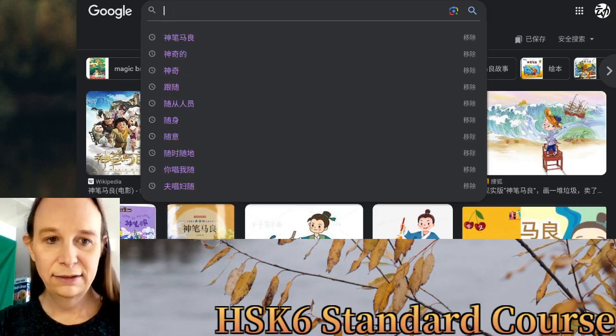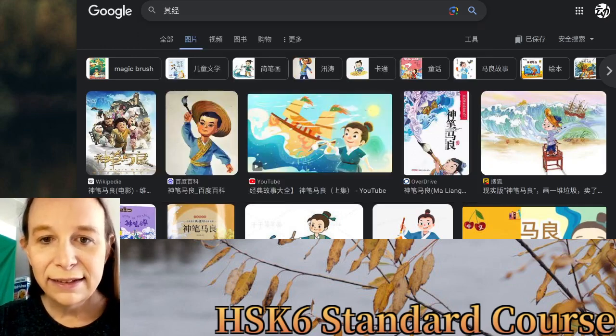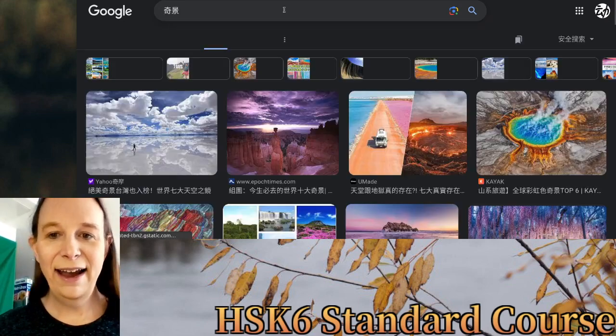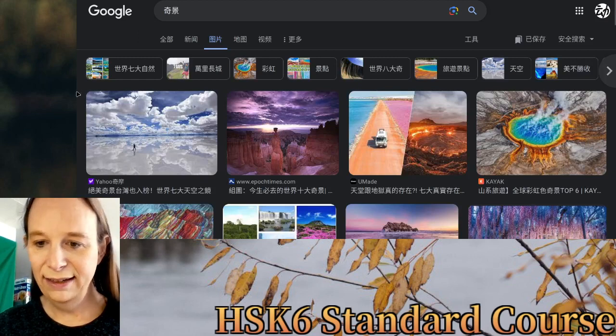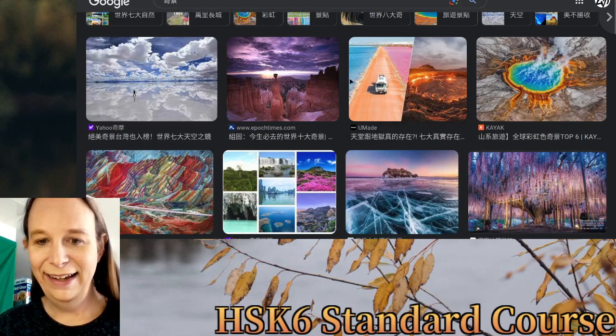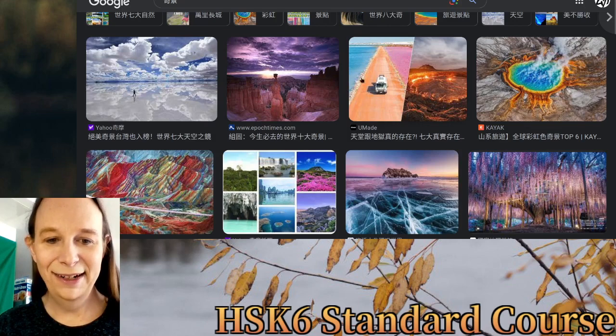奇景. If I have to type it in character by character, it's not gonna work. 奇景. So this is like a volcano, right? 火山奇景. Ah, so here is one color, here's another color. Different chemicals in the water.